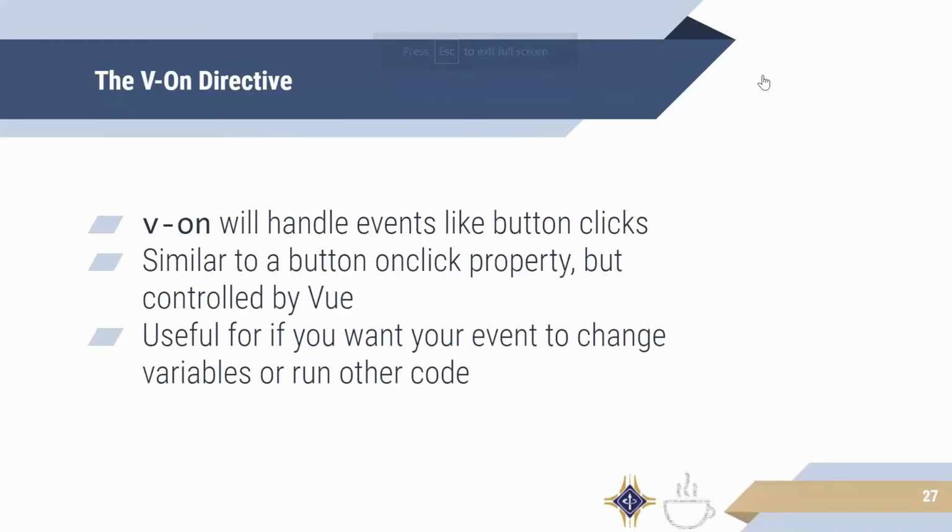All right, time for the final V directive we're going to talk about today. That's going to be the V-On directive. V-On will handle events like button clicks, amongst other things, but primarily in this class, for this week at least, we'll use button clicks. It is kind of like the on-click attribute from buttons last week, if you remember that, to call some JavaScript function. Except this time it's controlled by Vue, meaning it'll run some Vue function instead of some regular JavaScript function.